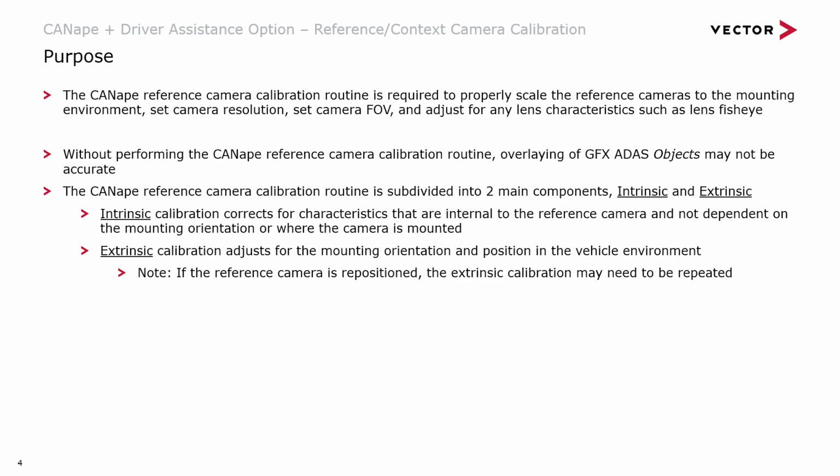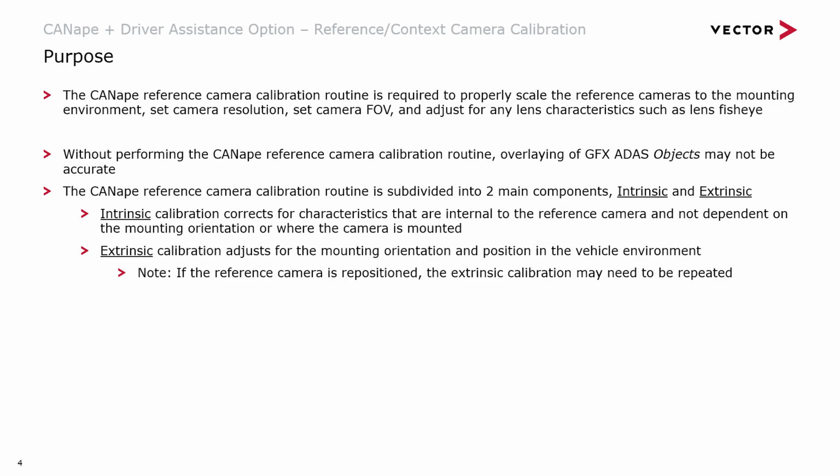To have a spatially accurate reference video, we supply CANape with the technical properties of the reference camera. The purpose of the reference camera calibration in CANape is to properly scale the reference cameras to the mounting environment, set camera resolution, specify the camera's field of view, and adjust for any lens characteristics such as fisheye. Without a proper reference camera calibration, GFX ADAS objects may not be accurately overlaid in the video window.